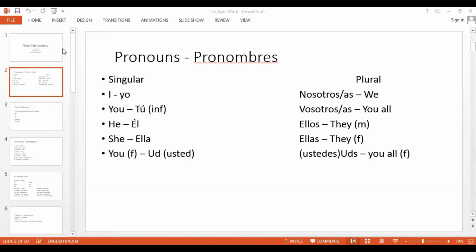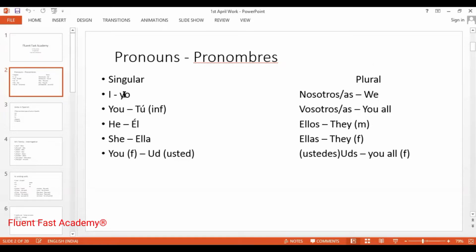So first we are going to learn the pronouns. Okay, pronouns. Pronouns are called pronombres. See that? Pronombres. Pronouns means subject, right? Like we use I, we, you, they. So we have left side singular subject pronouns, and we have right side plural.